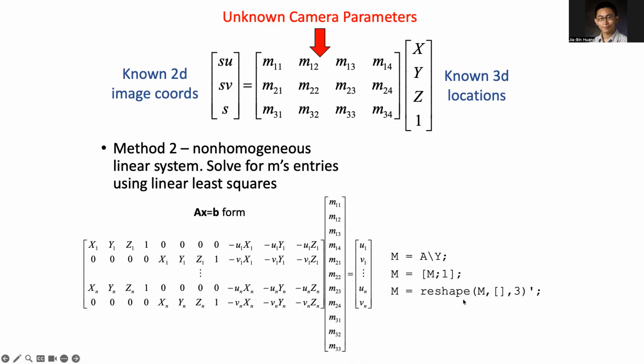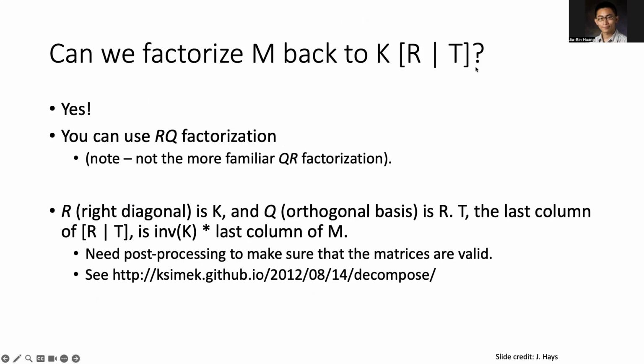So basically, with this, we are able to get all the coefficients. But what we really want is the K and the R and T, right? And then there are some methods that try to factorize this big matrix M back to KRT. Okay, I don't want to go into too much detail because it's a very elaborate kind of approach, but just let you know that this is where the calibration comes in.